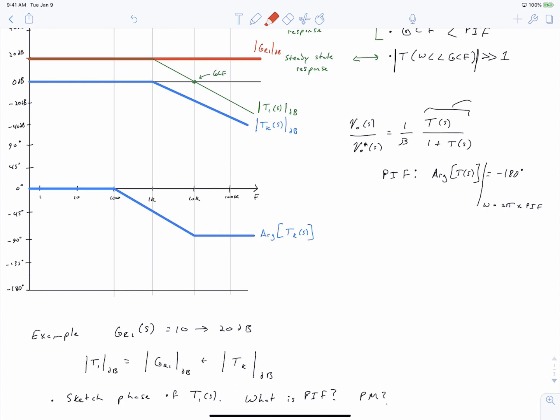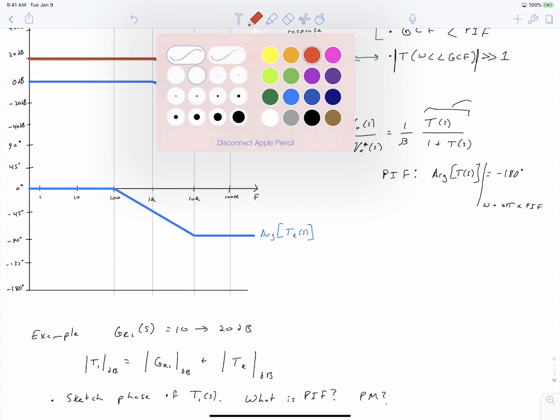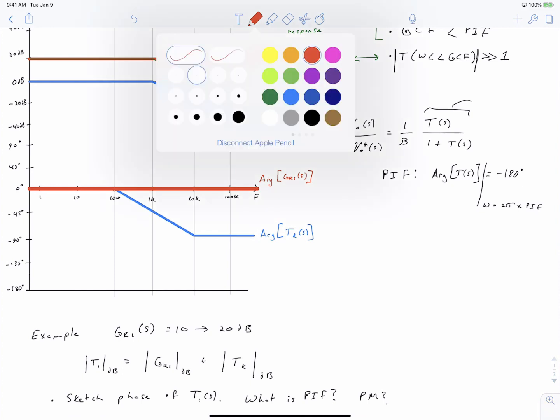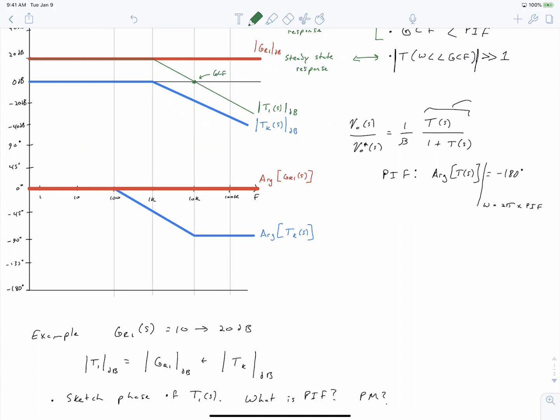So our operative transformation tells us that when you multiply two transfer functions, you add their phase angle. And the phase angle for GR1 is just 0 degrees. So when you add these two phase angles to get the phase of your loop gain, you end up simply retracing the phase angle of the kernel of TK, the kernel of the loop gain, which does not show up very well on here.